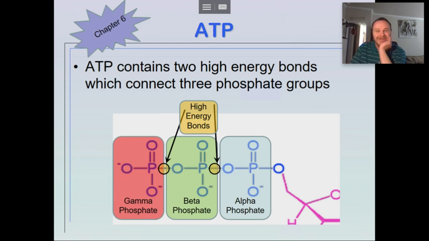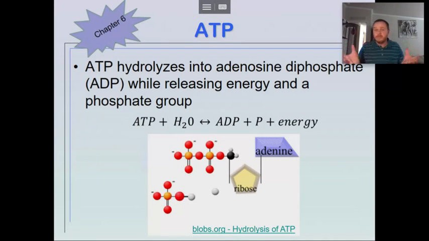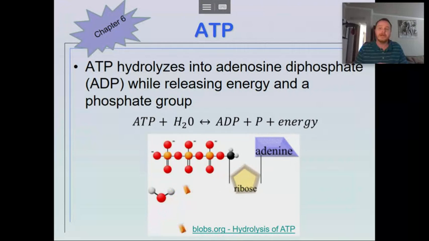ATP, energy currency of the cell. That energy is stored in these three high-energy bonds tying together the three phosphate groups. Now, what happens is, again, ATP will kind of on its own break down, but we can hydrolyze it through a hydrolysis reaction where we just add water.